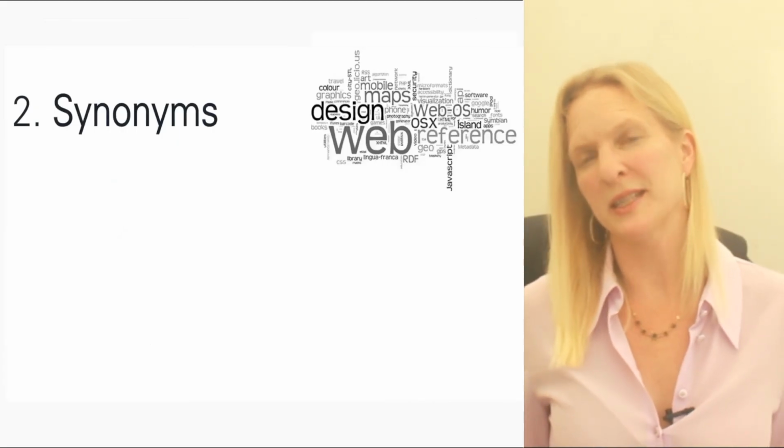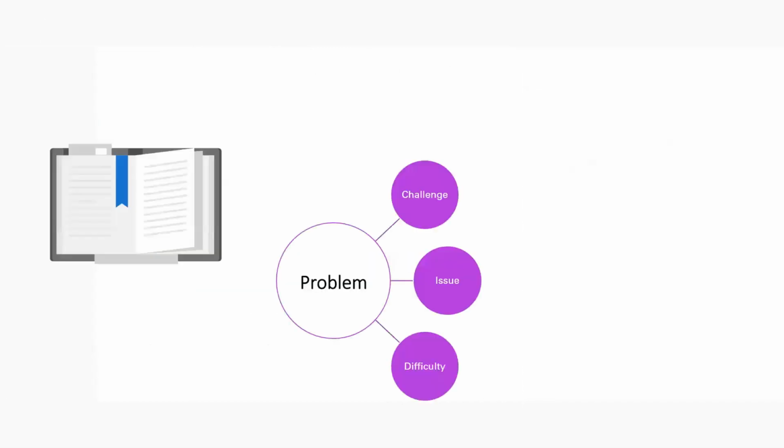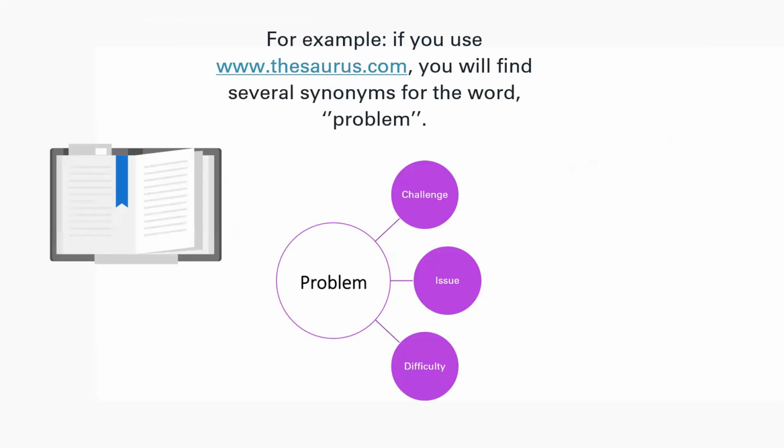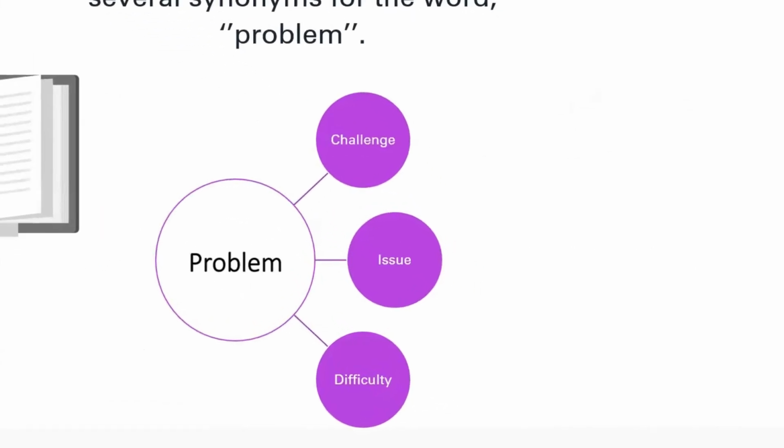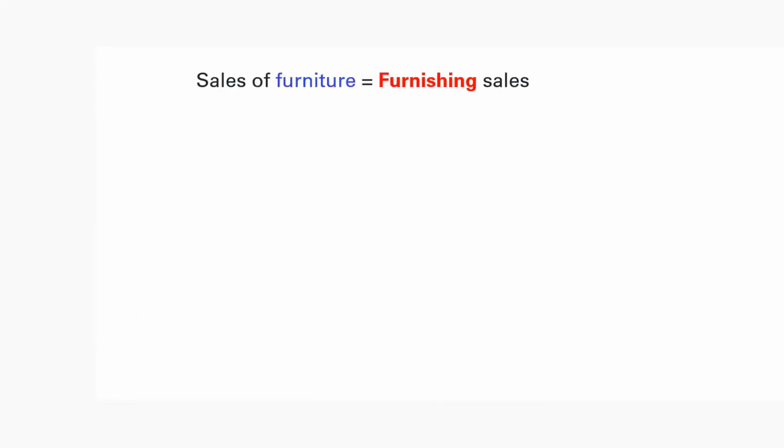Let's talk now about synonyms. Synonyms are words with the same meaning. We'll take the word problem. Now, if you look in thesaurus.com, you'll find several synonyms for the word problem. Challenge, issue, difficulty. These words all mean the same thing. Let's look for a synonym for furniture. Sales of furniture becomes furnishing sales.